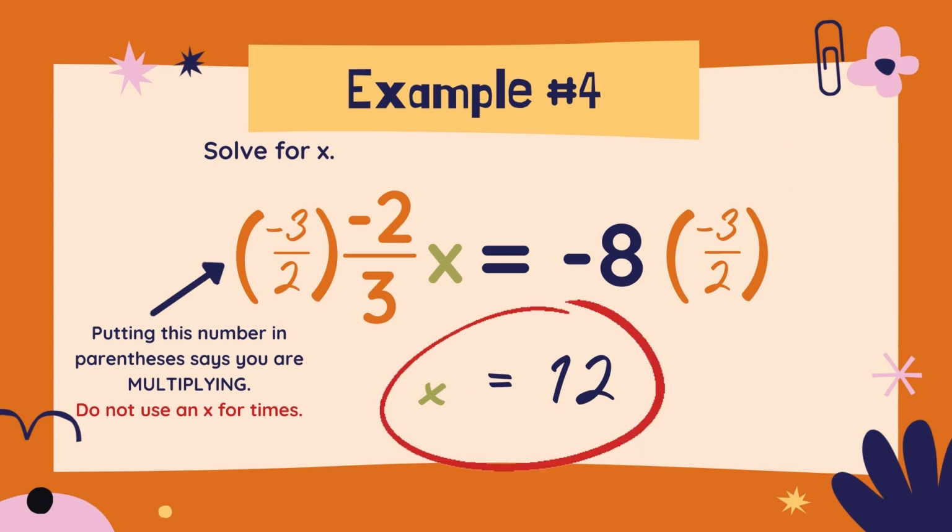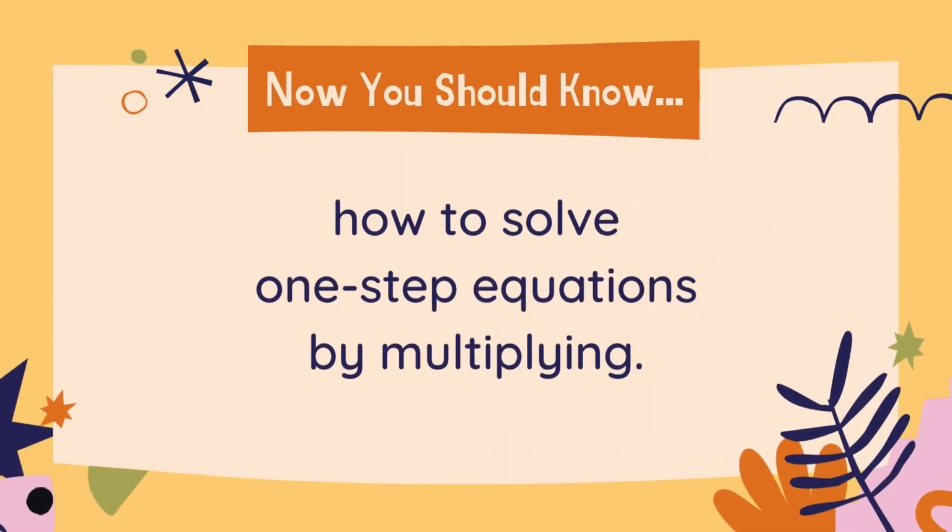You can think about the positive and negative signs later. Since we had a negative times a negative, the answer is positive. So our solution is x equals 12. Now you should know how to solve one-step equations by multiplying. Thanks for watching.